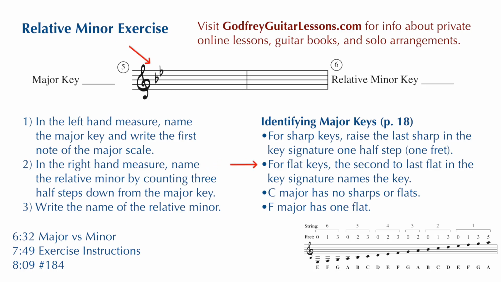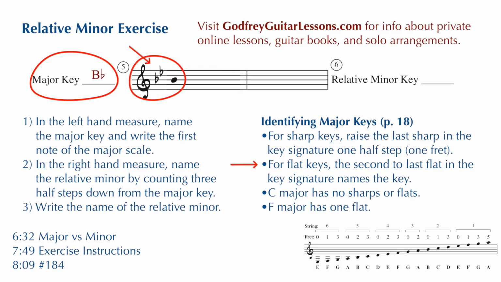Next we have 2 flats in the key signature. If it's a flat key, you always take the second to last flat in the key signature. That'll be B flat, and we don't have to alter that note. B flat is the name of your key. So you would write a B flat in that staff, and then where the major key blank is, write B flat.